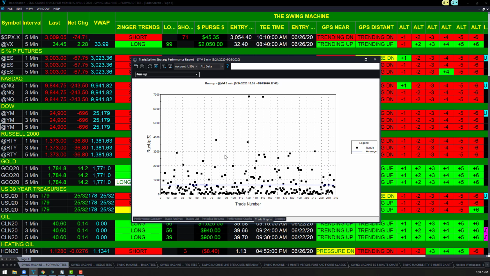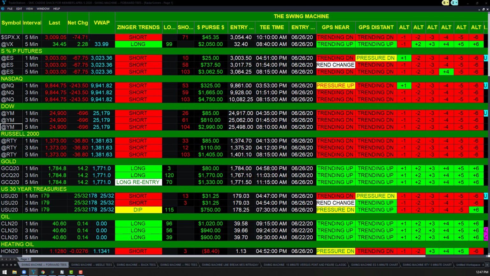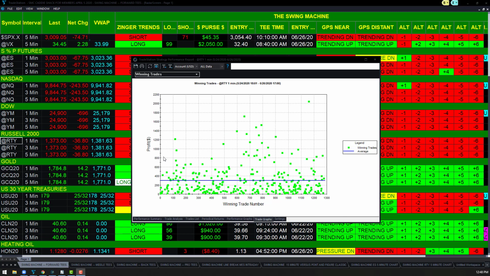$627. Once again, good price. If we can be 2 to 1, 3 to 1, that is what we want. Let's look at the Russell 1 minute. Okay, so now we're on the 1 minute Russell.